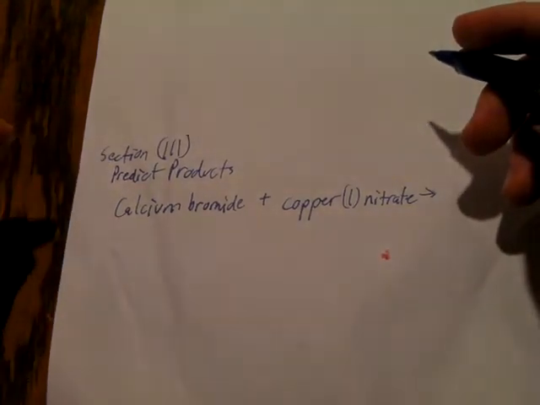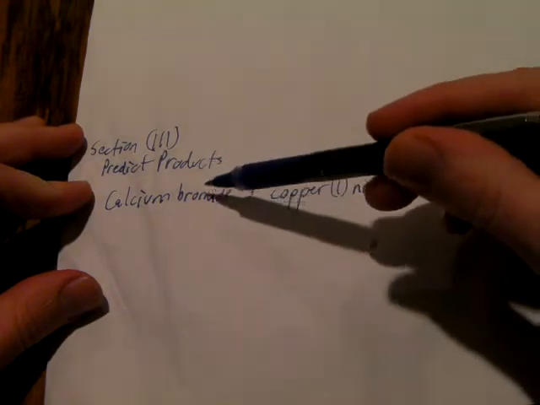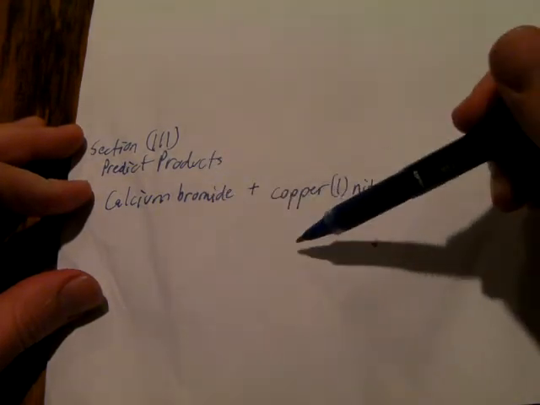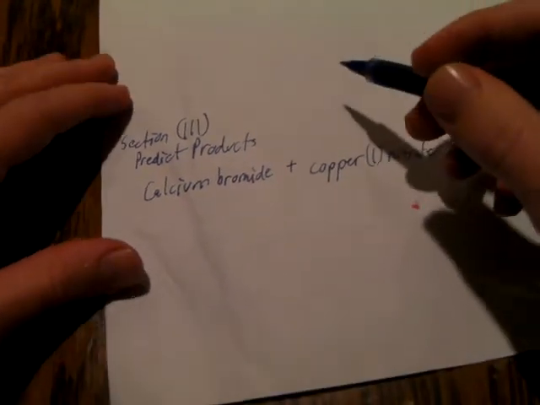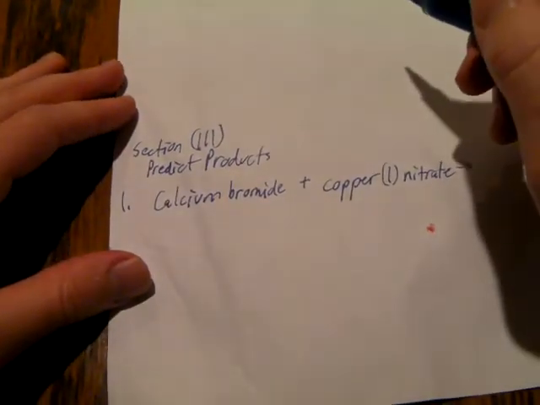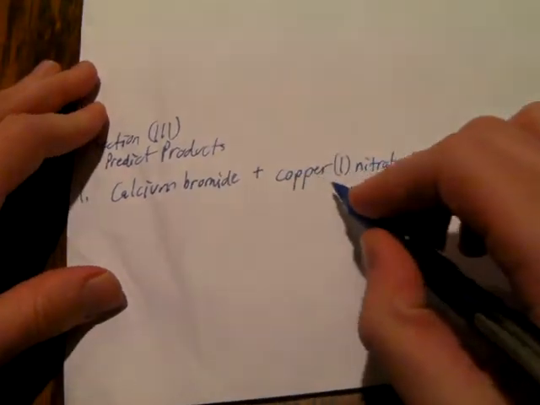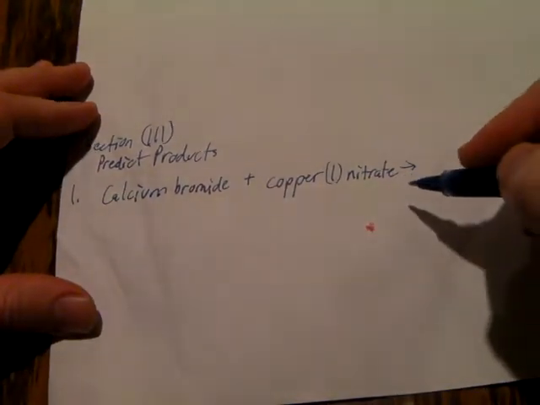All right, this is a problem off your homework. We're going to work on converting from word equations and then predicting both. This is number 1 at the very bottom of your homework for this week, week 15. So first, calcium bromide plus copper 1 nitrate.